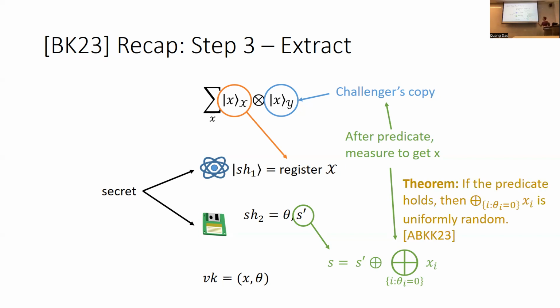It turns out that if the predicate holds, then doing an XOR and taking the parity is actually a good extractor, and it's going to produce a uniformly random bit. So this means the secret is uniformly random, and in particular, it's independent of the original secret.